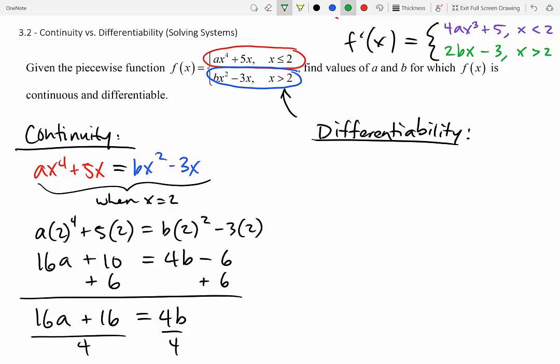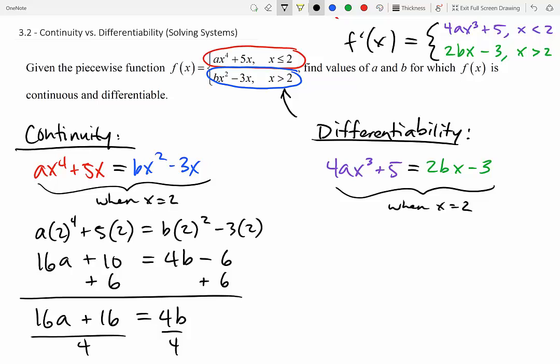as we've learned already. So now for differentiability, we can take each of those pieces now and take 4ax cubed plus 5 and take 2bx minus 3, and we can set those two derivatives equal to each other, again, when x is equal to 2. This forces the function to not just be connected, but to also be smooth. That creates two equal slopes from the left and right, giving us a smooth connection.